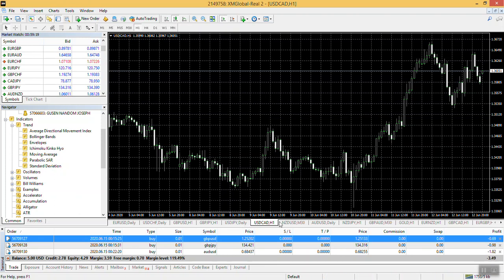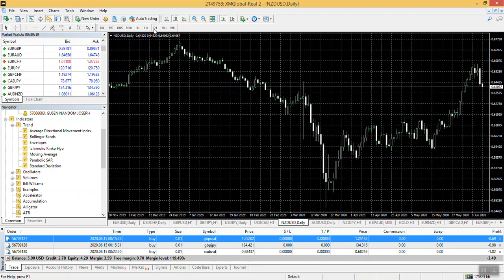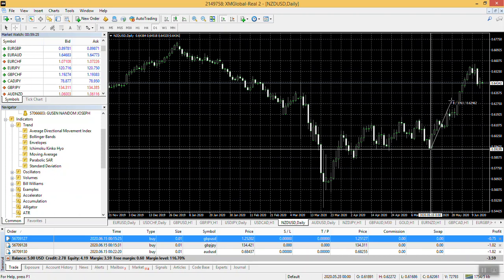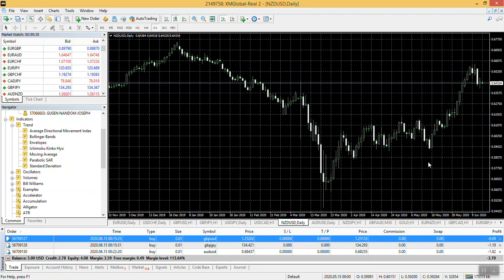Okay, let's go to NZD USD. Let's look at daily. Now look at it. As you can see, there has been a bullish trend from here to here, and now this cap shape has formed. This formed cap shape has marked the end of this bullish trend and also the beginning of a bearish trend. So this is how to spot a trend.